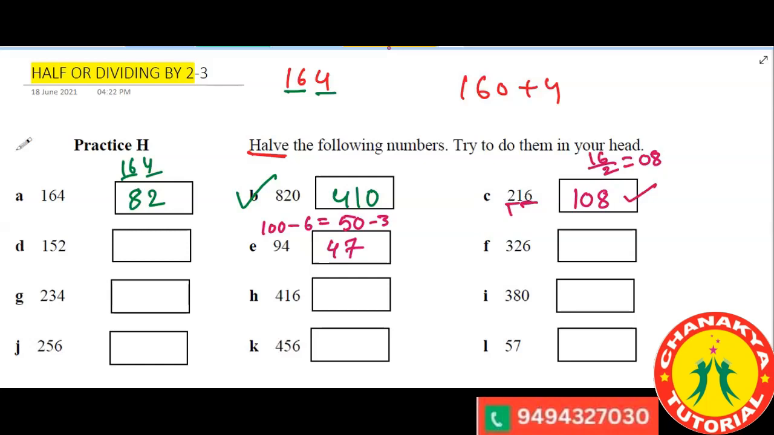Good. And Manasvi, which question? G. Okay, 234. So 200 plus 34 will get 100 plus 17. Correct. This is 117. And Sai Krishna, H. Proceed. Sir, 400 plus 16. So 400 by 2 is 200, 200 plus 8, 208. Correct.